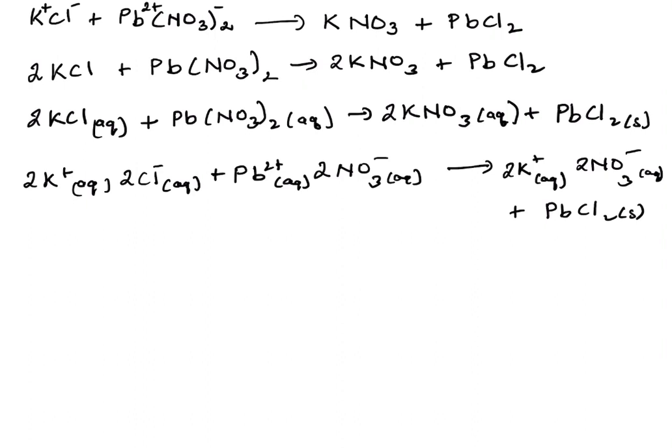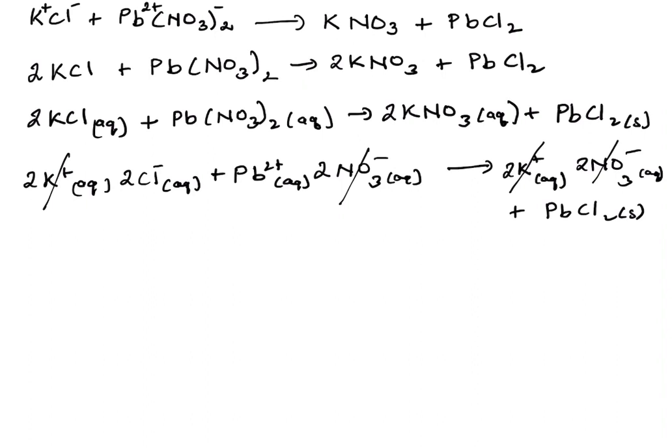What are spectator ions? Spectator ions are common on both sides, and they have not changed from the reactant to the product. So we will see the spectator ion potassium on the reactant side and potassium on the product side. Then we look at nitrate on the reactant side and nitrate on the product side. Now let's write down the final net equation.